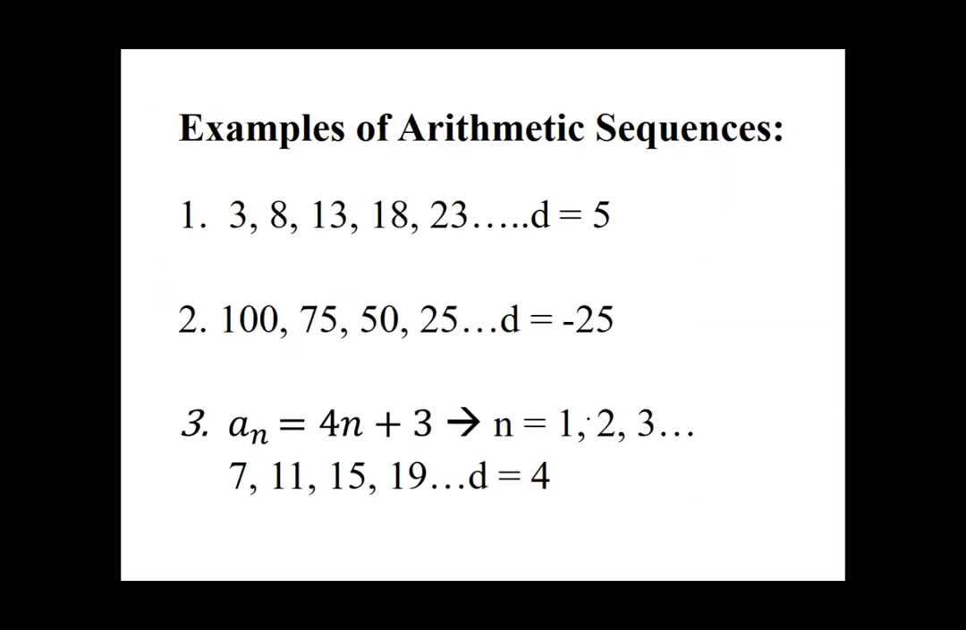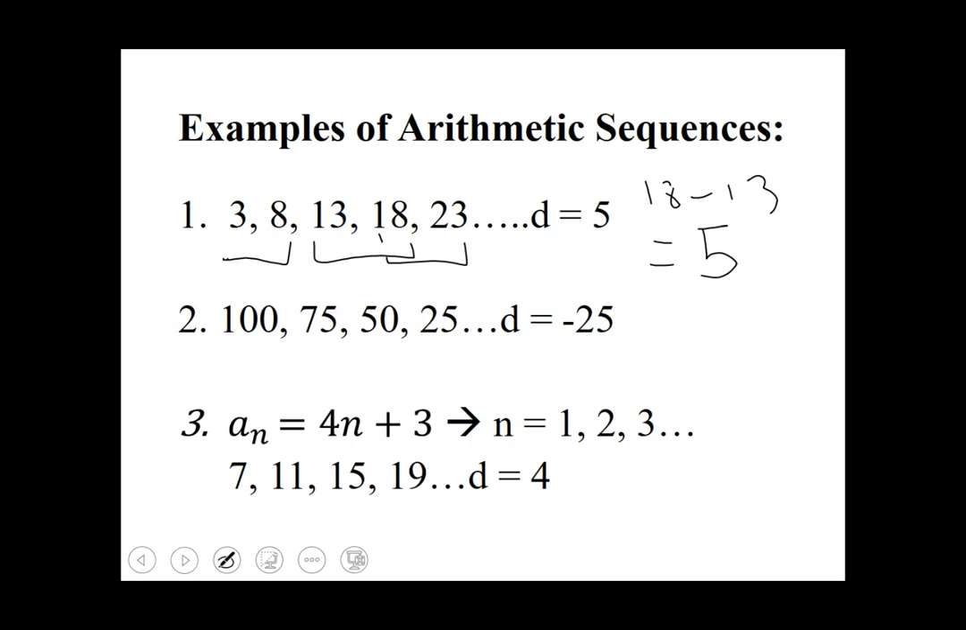Here are some examples of arithmetic sequences. These are probably the ones that you are the most familiar with, and also the ones that are the easiest to identify. So 3, 8, 13, 18, 23. In order for you to be 100% sure that this is in fact an arithmetic sequence, you would have to take any two consecutive terms, subtract them, and verify that you get the same common difference every time, remembering that you have to do the later term minus the previous term. So let's just pick any pair. Let's say 18 minus 13. If you do 18 minus 13, you do in fact get a common difference of 5, which is why number 1 is an example of an arithmetic sequence.